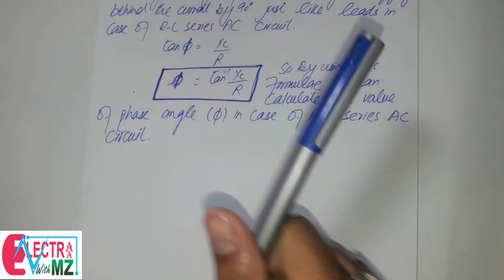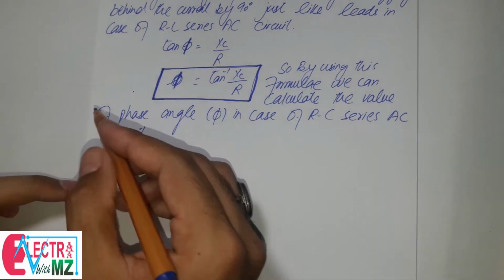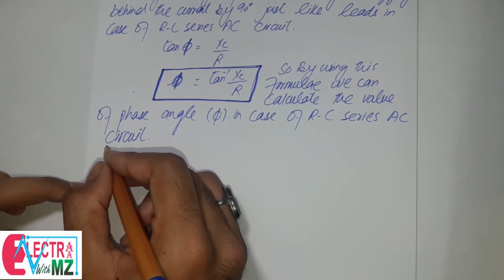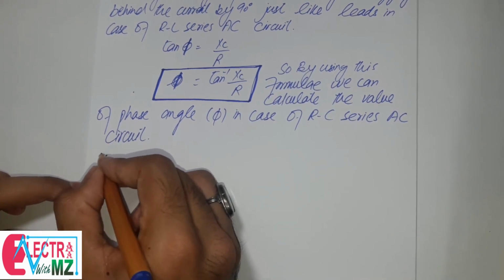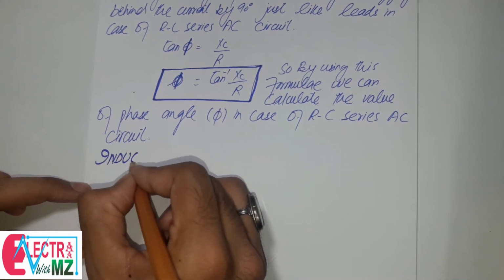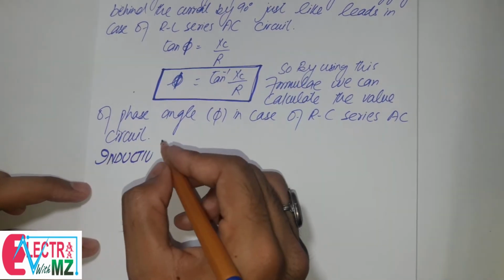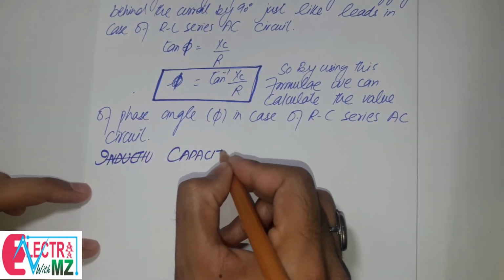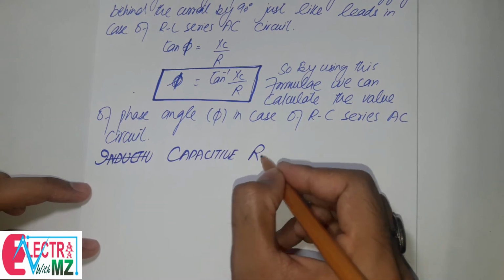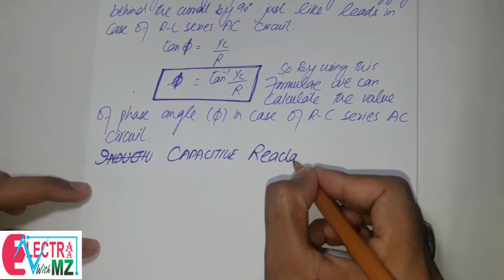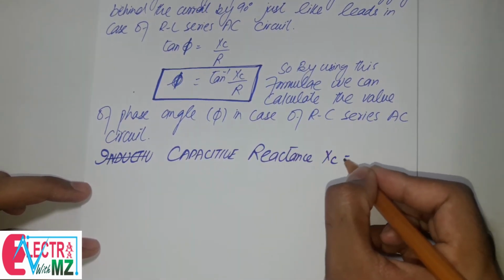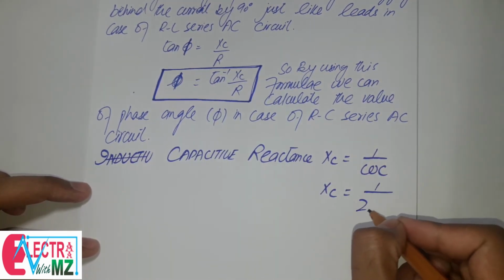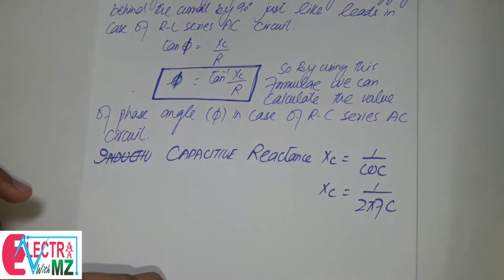now here is the most important term, which is known as XC, which is known as capacitive reactance, XC, which is equal to 1 over omega C. XC is equal to 1 over 2 pi F C. Okay.